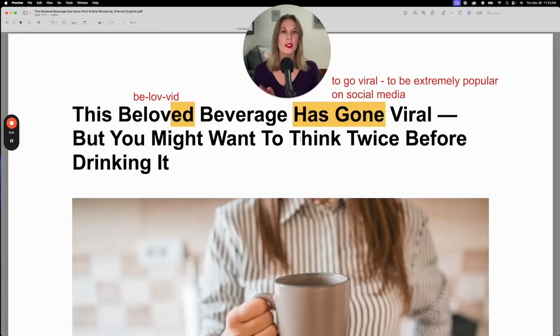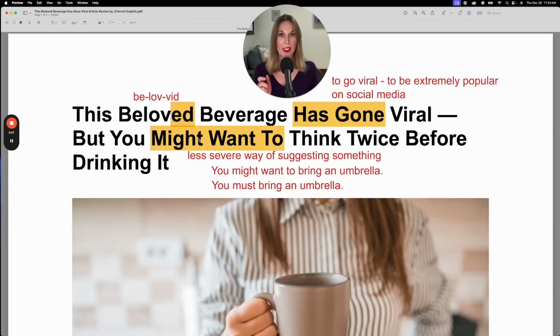But you might want to think twice before drinking it. Let's talk about this because we have might, want, and then the infinitive, to think. You might want to think. This is a great structure when you want to suggest something, but do it in a less severe way. Because notice this example, you must bring an umbrella. That sounds like a strong suggestion. If someone said that to me, I would 100% bring an umbrella. But if someone said, you might want to bring an umbrella, maybe I will, maybe I won't. So the article headline is not being very severe in its recommendation.